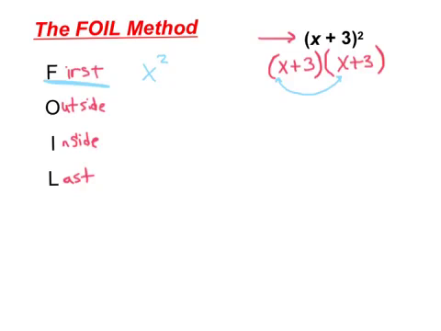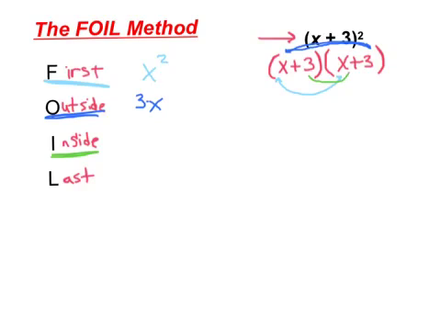My next set of terms is my outside terms, which are the terms that are on the outside of the entire bracket. So we have the outside and we have the outside. So we have x times 3, or we can say 3 times x, because remember, multiplication can go in any order. My next set is my inside terms.